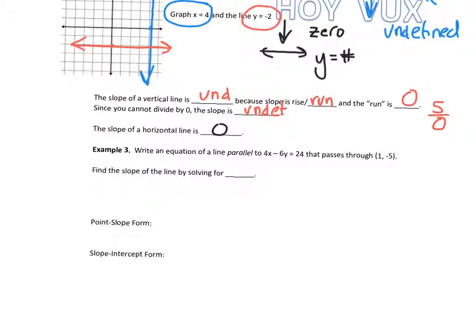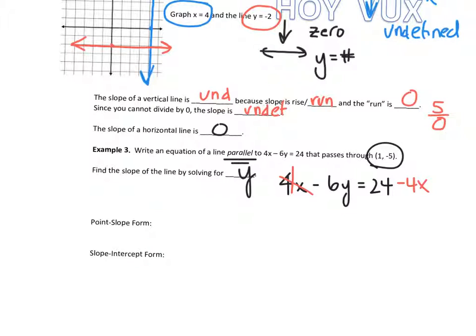Example 3, write an equation of a line that's parallel and passes through this point. Find the slope by solving for y. Whenever you're trying to find the slope of a line, you want to put it in slope-intercept form and solve for y. So I'm going to solve for y with 4x minus 6y equals 24. I'm going to subtract 4x, and then divide both sides by negative 6.